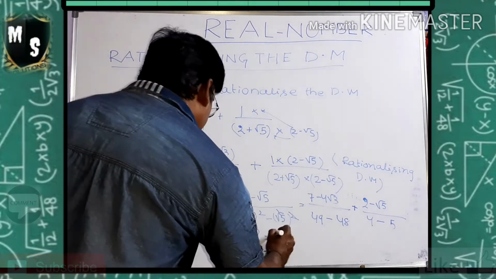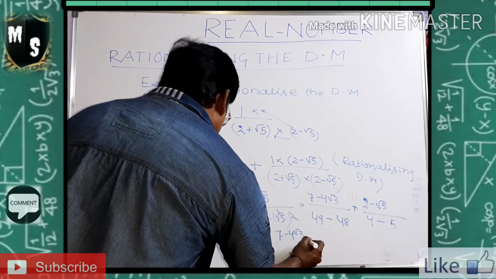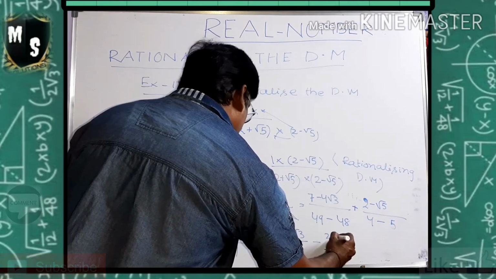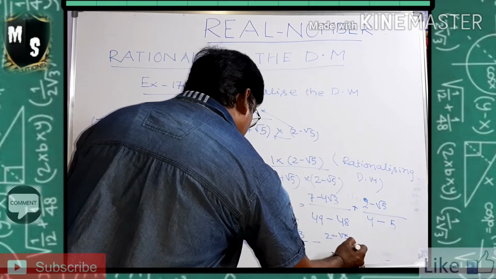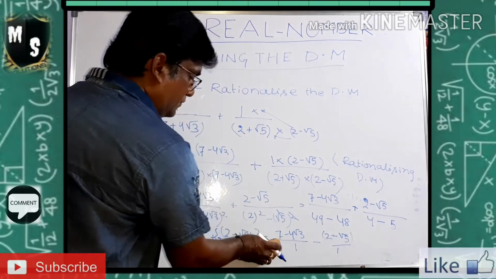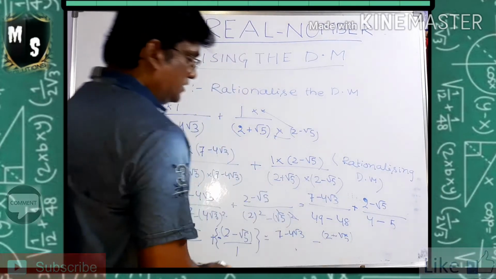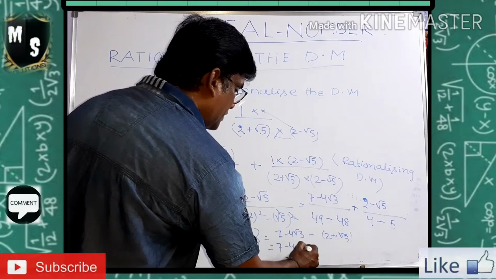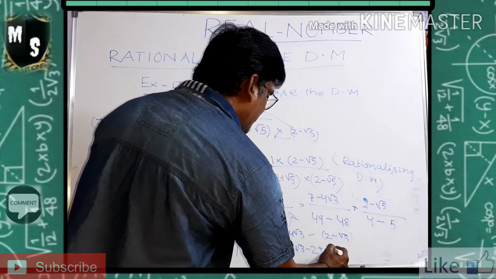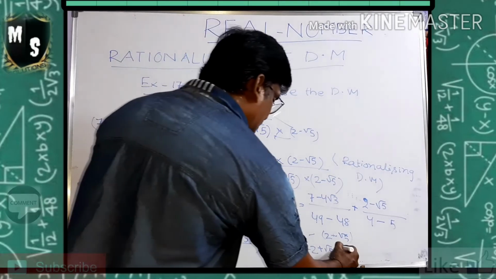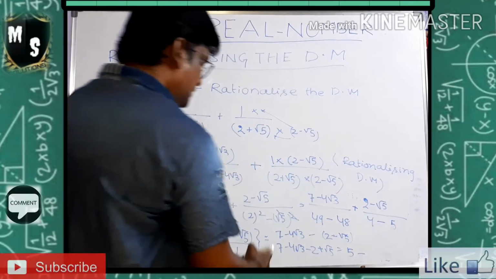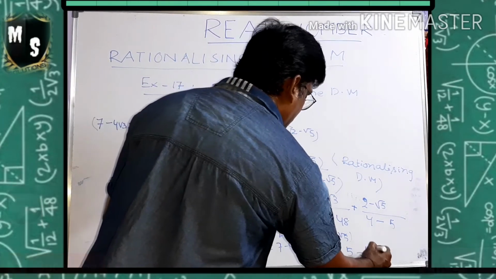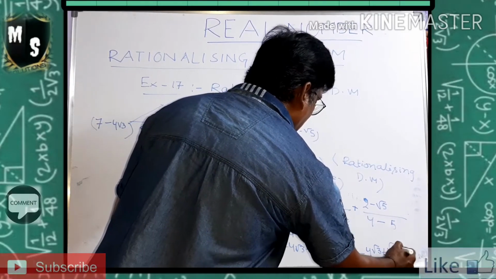So now it came 7 minus 4 root 3 by 1 minus 2 minus root 5 by 1. Don't write by 1 now. Now this minus sign is going to multiply. Now it is coming 7 minus 4 root 3 minus 2 plus root 5. 7 minus 2 is 5, so the answer is 5 minus 4 root 3 plus root 5.